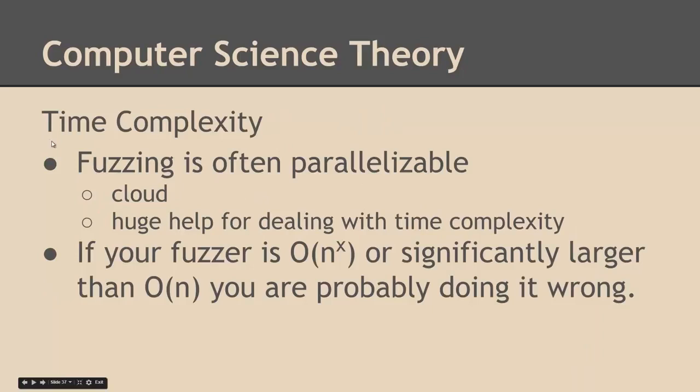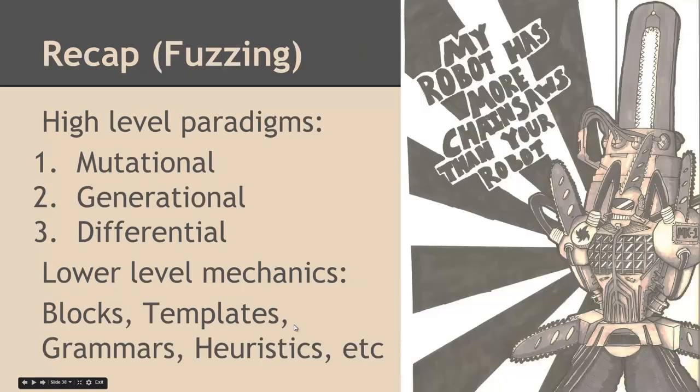Another complexity issue is time. Fuzzing, however, is often parallelizable. Therefore, doing cloud-based or distributed fuzzing is a huge optimization. And if your fuzzer is doing its task of generating, testing, and evaluating at a big O notation of O to the n to the x, some exponential cost, you're probably doing it wrong, when it is usually, in most cases, just the cost of the input generation.